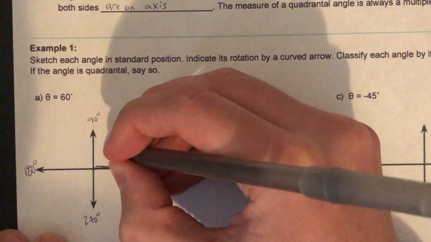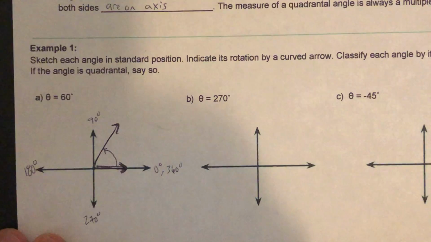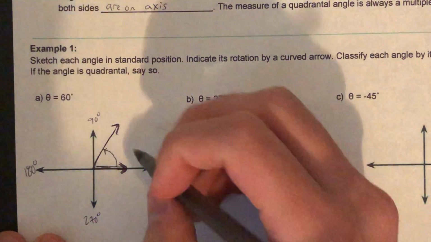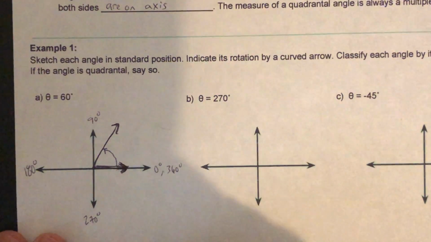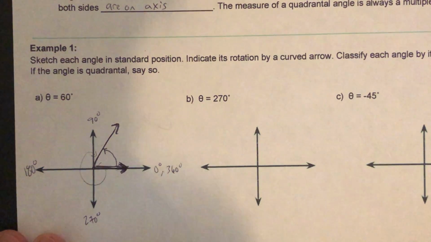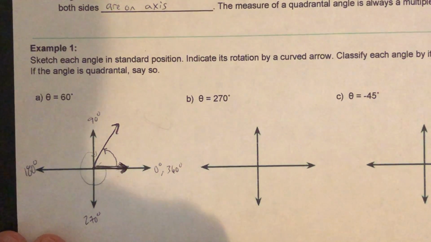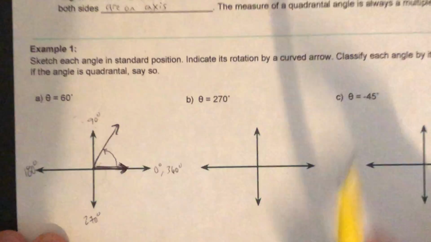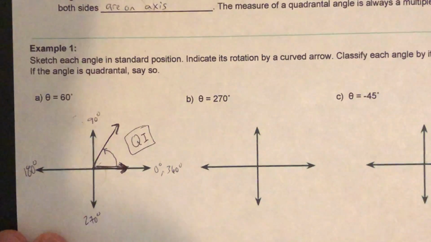So 60 degrees would get us to something like there, about 2/3 of the way from 0 to 90. And notice we use this curved arrow to represent what angle we're talking about, because technically we could have another angle going in the opposite direction. It would be larger than 90 degrees, it'd be 300 degrees. But we want to make sure to use that curved line to represent which angle. And this is in quadrant 1, so I'll just say Q1.